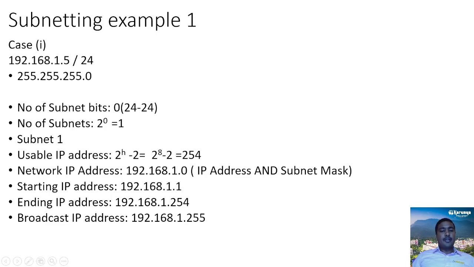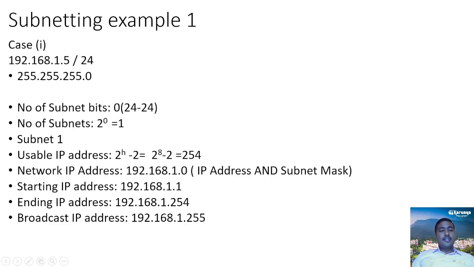How do I find it out? Take the IP address and subnet mask, perform an AND operation, and I'll get this particular address. And from there to 255, this is the last broadcast address, and before that is the last ending IP address I can use, and the starting IP address which I can use is from 1.1. So this is my network address, this is my broadcast address, the first usable address and my last usable address.